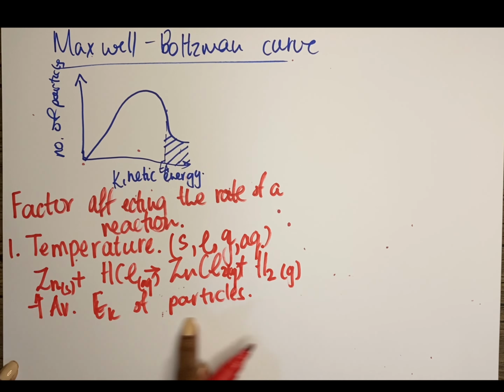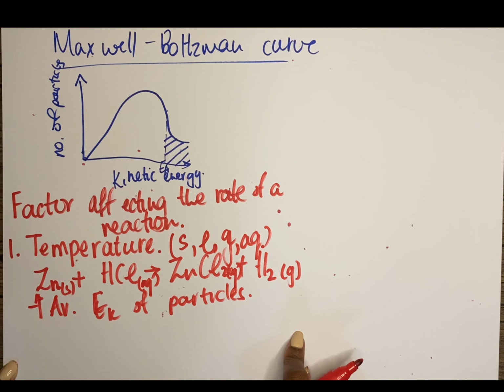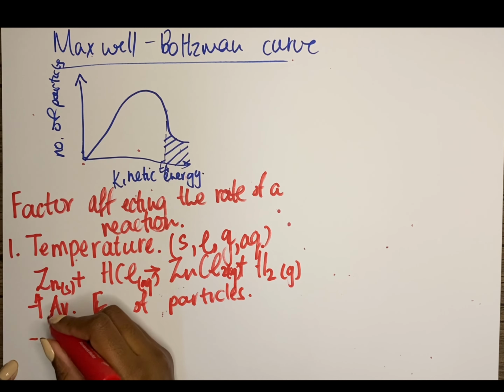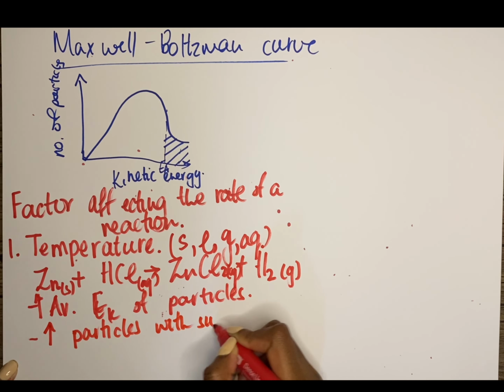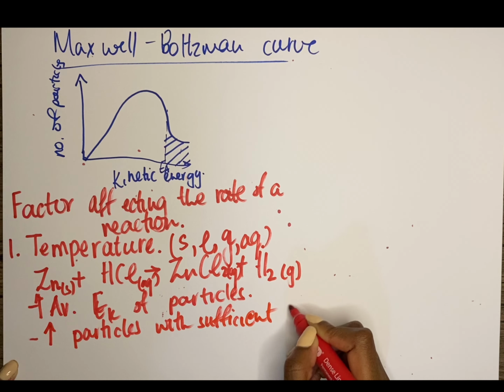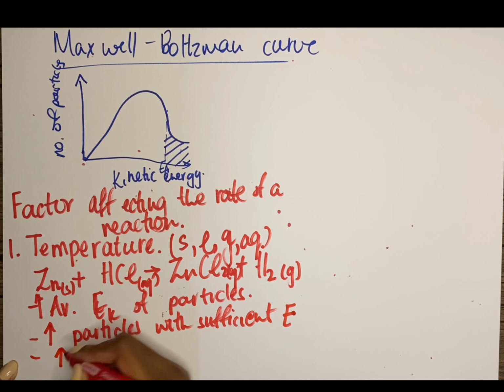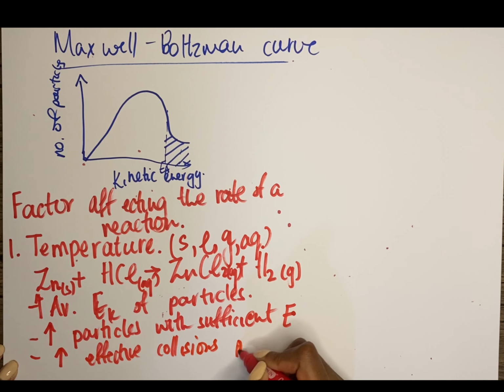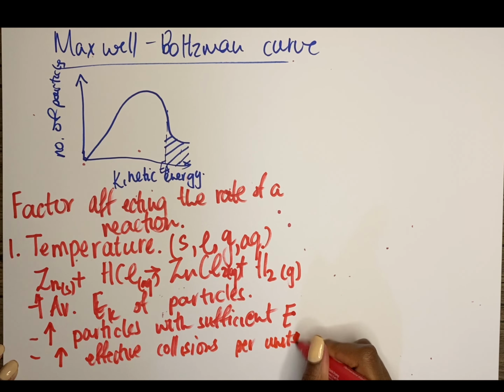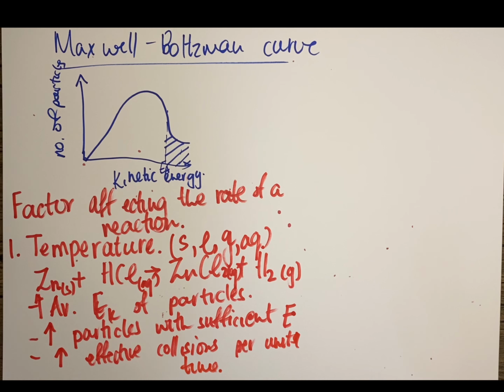So if I increase the average kinetic energy of particles by increasing the temperature, right, then there'll be more particles with sufficient energy, right? And then you're going to have more effective collisions per unit time. Remember, I forgot to give you the definition for rate of reaction. It's the change in concentration of the reactants or products per unit time, right? So if I have more effective collisions per unit time, then I'm going to have a faster reaction than before, right?